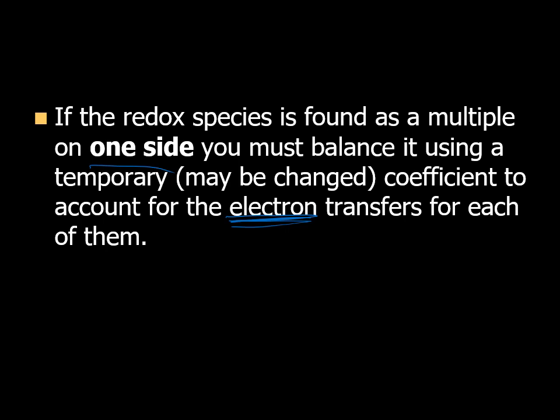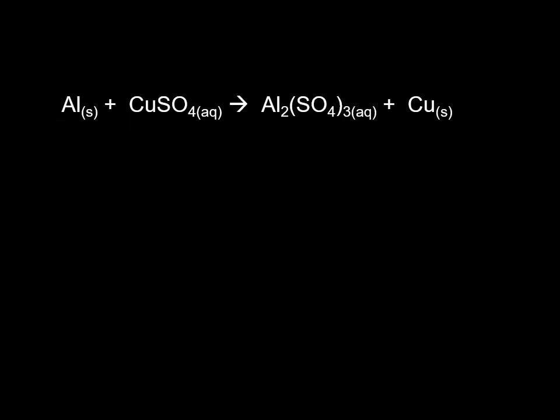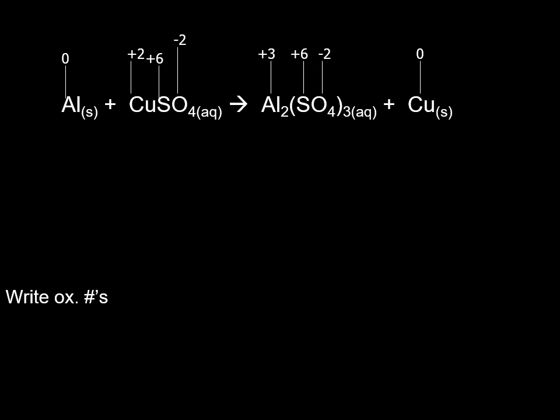So we're going to apply that to the electrons as well. All right, so with this one again, same thing. We're going to start off with, and again, you could probably do this one by inspection, but let's use that as a practice for a temporary coefficient. So we're going to start off with the oxidation numbers for each one of them. So there they are there.